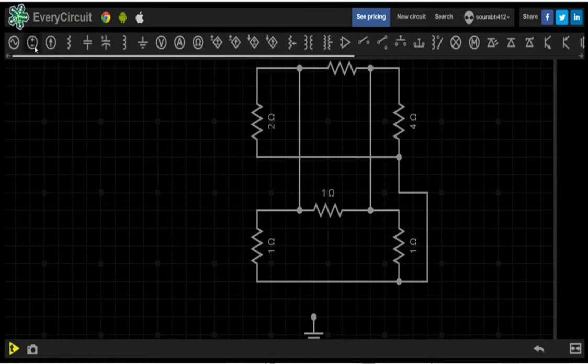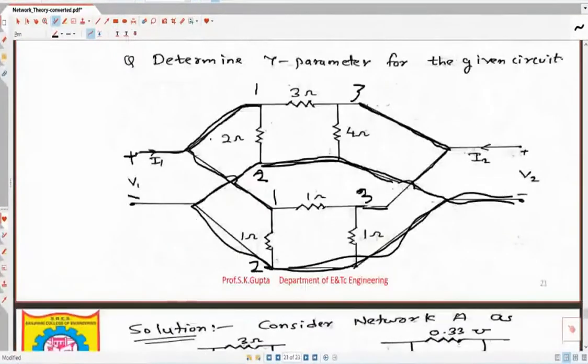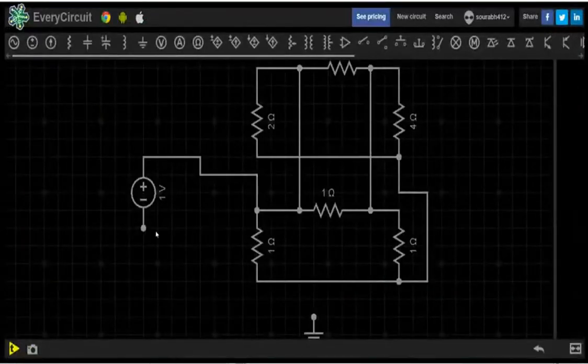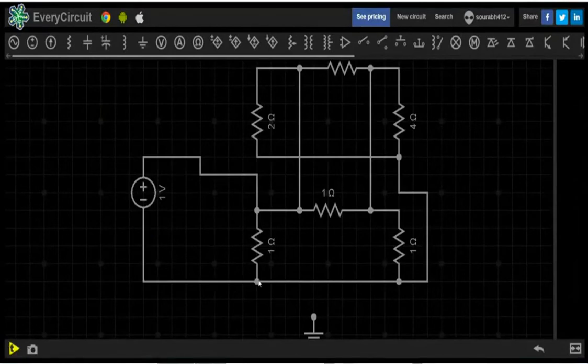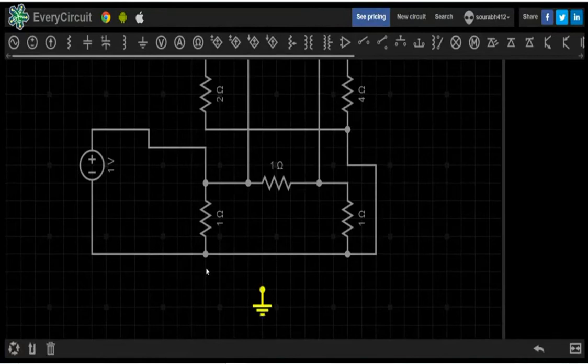So now connect the V1 voltage. Give it to node 1, and automatically it will get connected to this node 1. Click at this node and click here, so it gets connected. Then the negative terminal, give it here. In this ground also I have to connect.